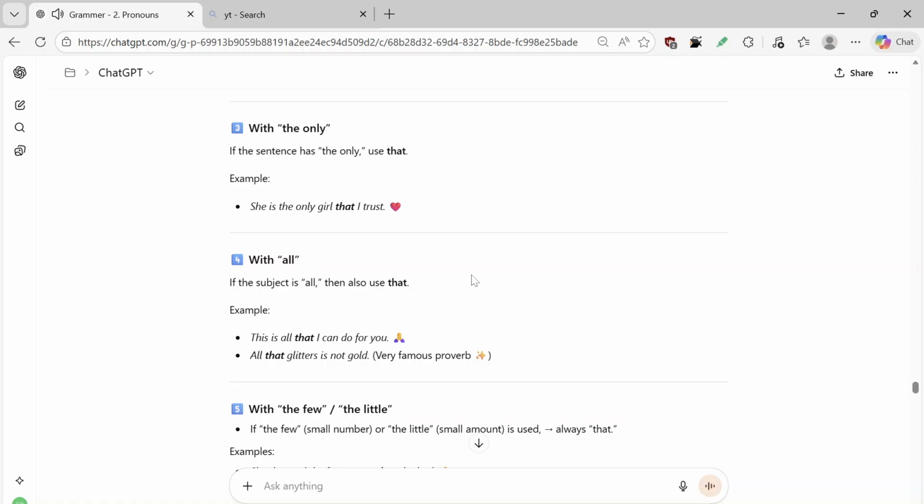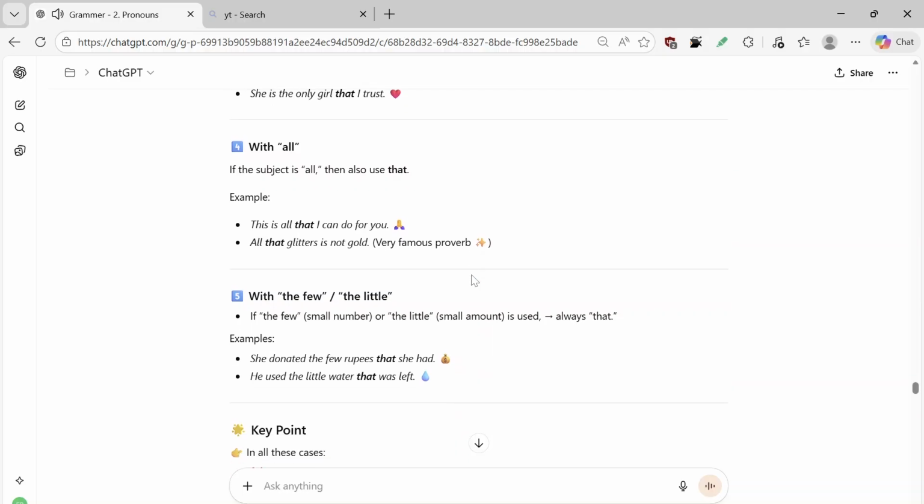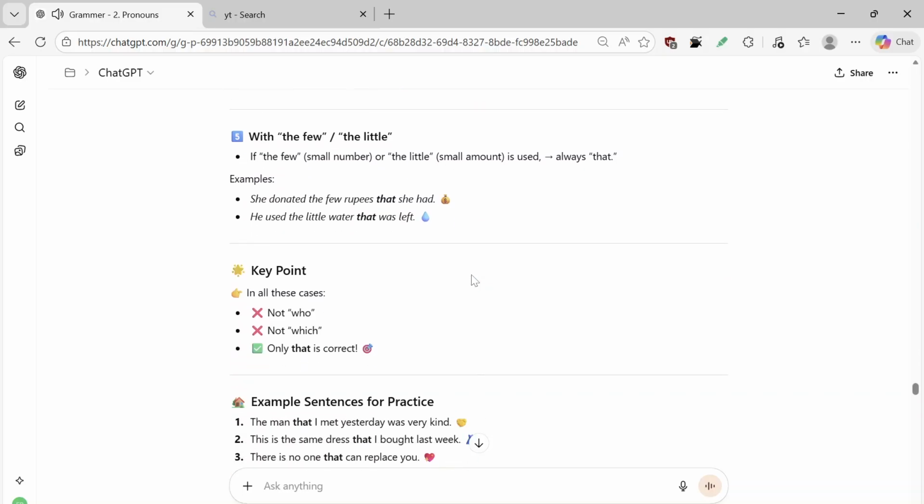With the few, the little: if the few, small number, or the little, small amount is used, always that. Examples: She donated the few rupees that she had. He used the little water that was left. Key point: in all these cases, not who, not which, only that is correct.